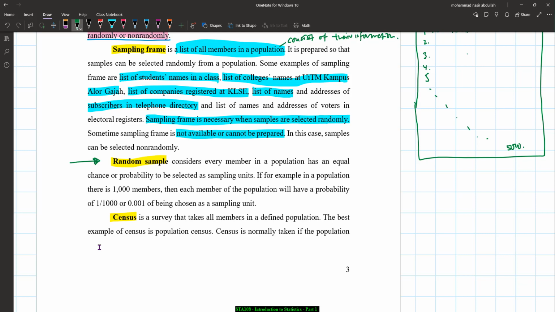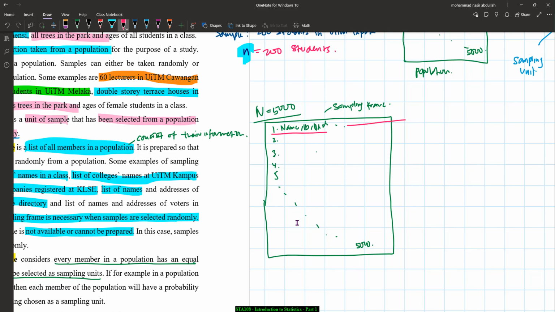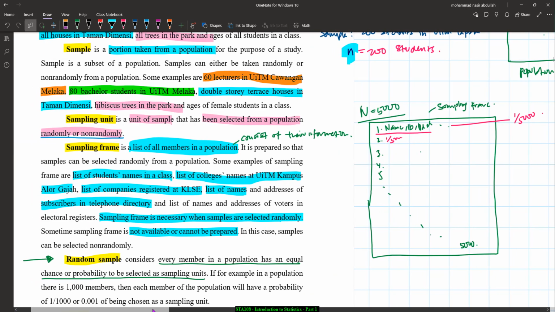Random sample means consider every member in the population has equal chance or probability to be selected as sampling unit. It means that let's look at the sampling technique, sampling frame that we have just now. We have 1 to 5,000, kan? So each of the students in the population or sampling frame has an equal chance to be selected as sampling unit. Right? 1 over 5,000. This is also 1 over 5,000. The chance or probability to be selected as a sampling unit is 1 over 5,000. Right? So that is a random sample.